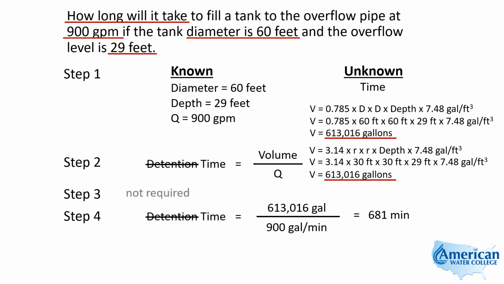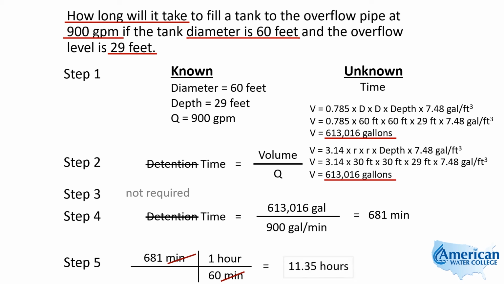Well, if we look at our answer choices and they want the answer in hours, we convert 681 minutes to hours. So we do that by writing down our 681 minutes. We know there's 60 minutes in every hour. Our minutes will cancel out. So I simply divide 681 by 60, and that gives me 11.35 hours.